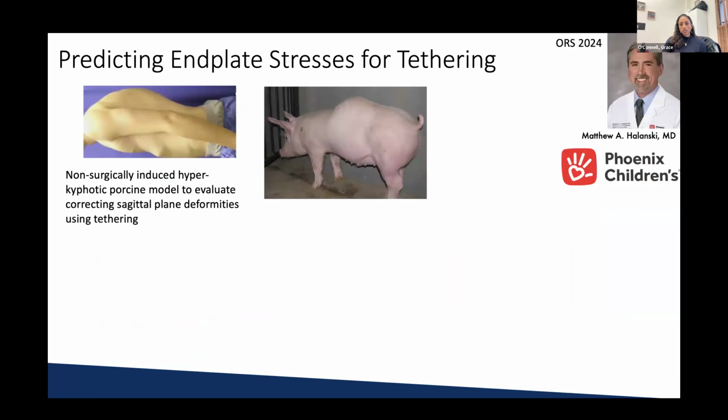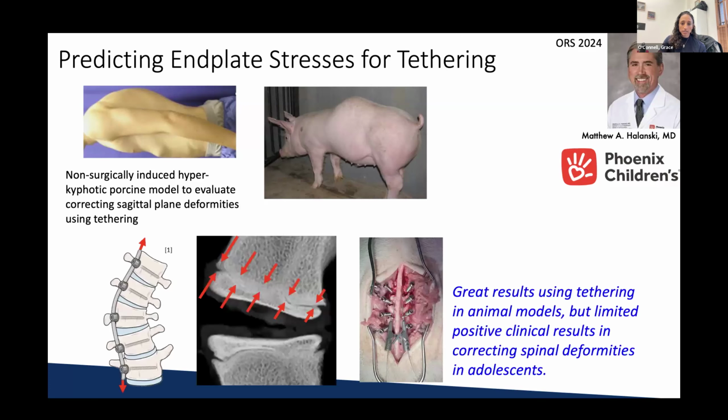But then the last little study that I want to talk about is how we can also use that disc model to understand treatment options for scoliosis. So after I presented that work at ORS a couple of years ago, Matt Helsinki, who is a clinician down in Arizona, reached out to me about a kyphotic porcine model to look at tethering to treat scoliosis in adolescents. In this, the tethering treatment has been greatly successful in correcting spine deformities in animals, but it hasn't been very successful clinically when performed on adolescents.